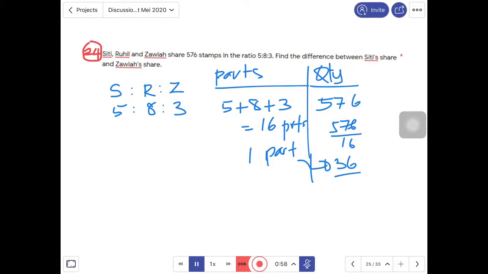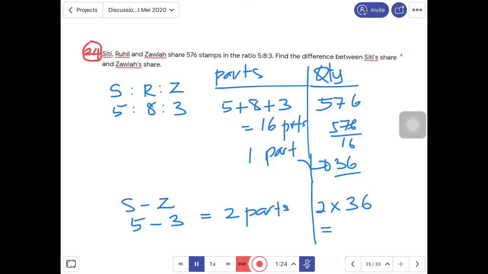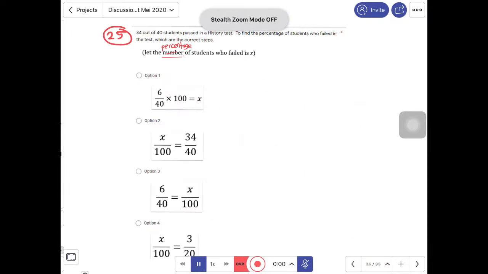Alright, and then we need to calculate what is the difference of CT and Zawiyah. So CT is 5, so CT minus Zawiyah is 5 parts minus 3 parts equals 2 parts. Therefore, the difference between them is 2 multiply 36 equals 72.